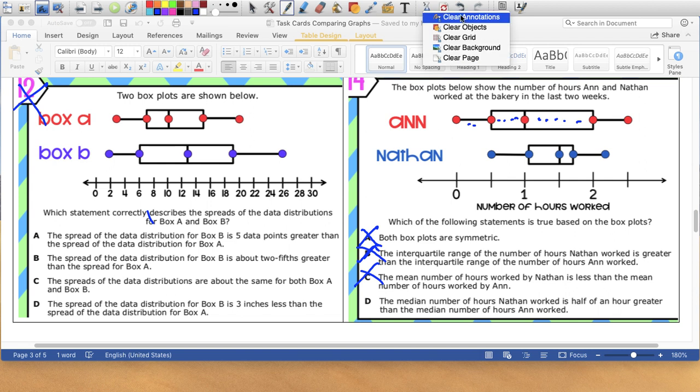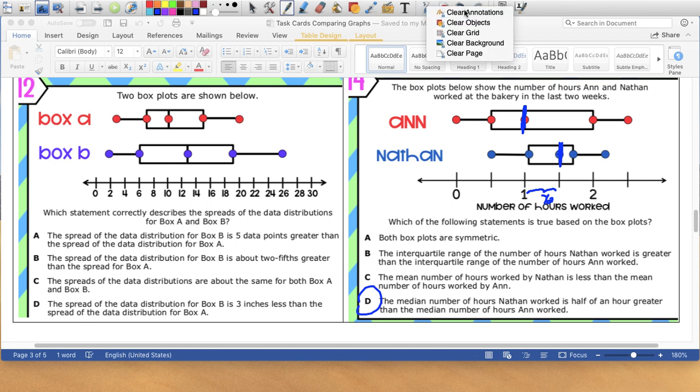So the median number of hours Nathan worked is half of an hour greater than the median number of hours Anne worked. So Nathan, here's the median. Is this bigger than Anne's median? Yeah, it's bigger. And by how much? Remember, this is half, right? 1, 1.5, 2. How much bigger is this median than this median? It's about half more. So the answer is D.